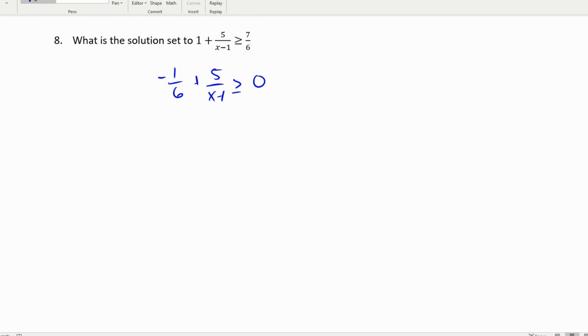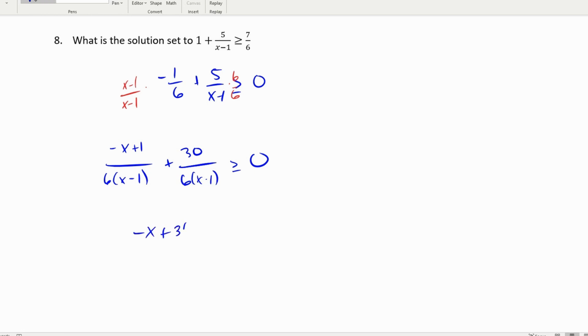So I'm going to multiply this first fraction times x minus 1 over x minus 1 so we can have a common denominator. And then the second one I'm going to multiply by 6 over 6, again for that common denominator. So I get negative x plus 1 over 6 times x minus 1, plus 30 over 6 times x minus 1, greater than or equal to 0. All right, so now I can combine these fractions: negative x plus 31 over 6 times x minus 1 greater than or equal to 0.